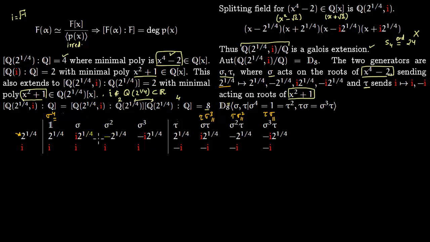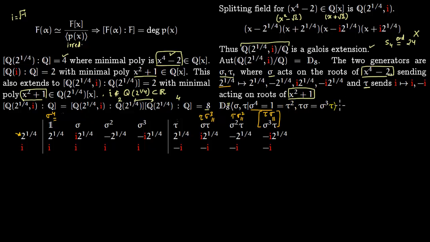And now you can count the number of elements. There are precisely 8 elements. So 4 are here and then 4 are here. So you have 8 elements. And this is the dihedral group. Sigma 4 is identity, tau squared is identity, and this tau sigma is equal to sigma cubed tau. You can see this. So these two are equal to each other. So we do have a dihedral group.